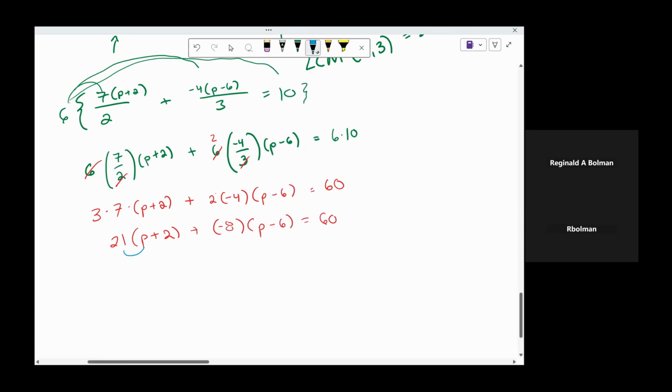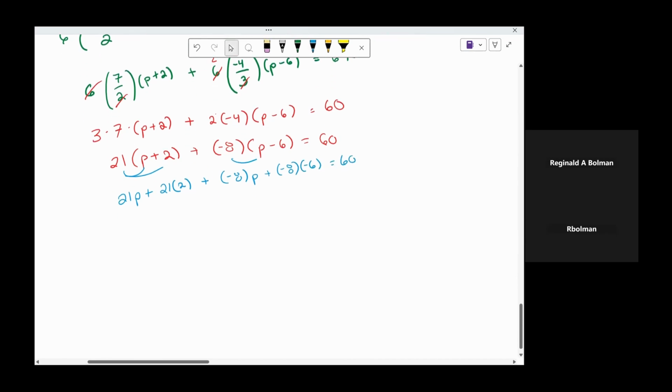At this point in time, go ahead and use your distribution law. You're going to have 21 times P and 21 times 2 plus a -8 times P plus a -8 times -6. 21 times P is just 21P. 21 times 2 is going to give you 42. Positive and negative is a negative, so we have a -8P. And negative and negative is a positive. Positive and positive is a positive. 8 times 6 gives us 48.